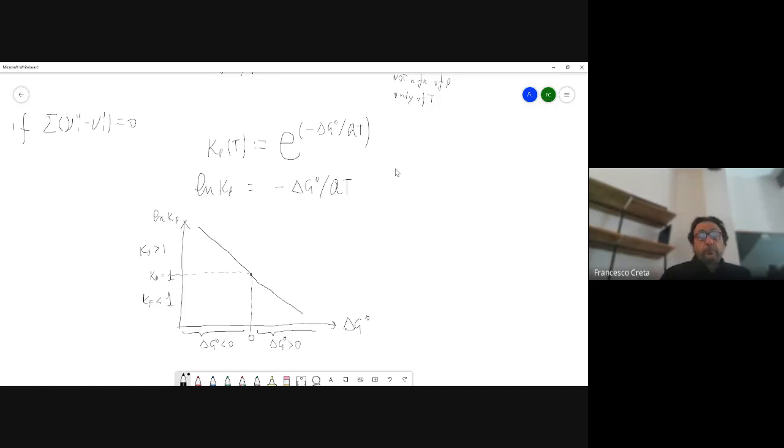Now, remember that the condition of equilibrium is that Kp must be equal to the quotient, which is essentially all of the species elevated to the stoichiometric coefficients of the products. There's a double prime on the right side of the equation, so there is a double prime here.